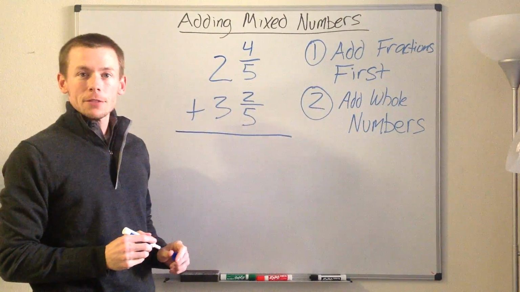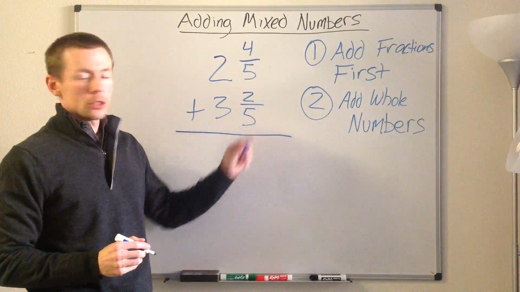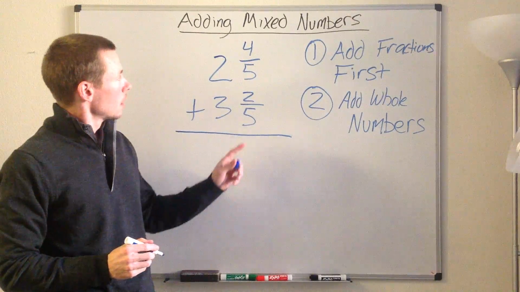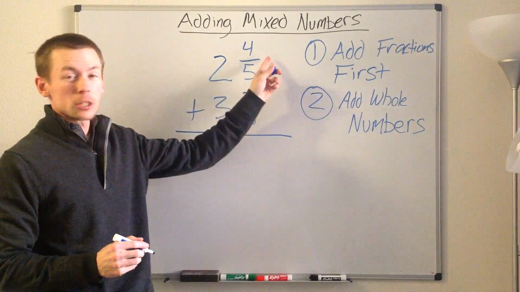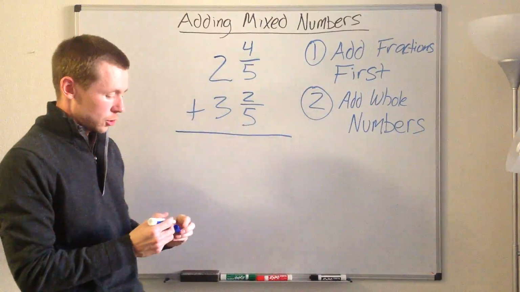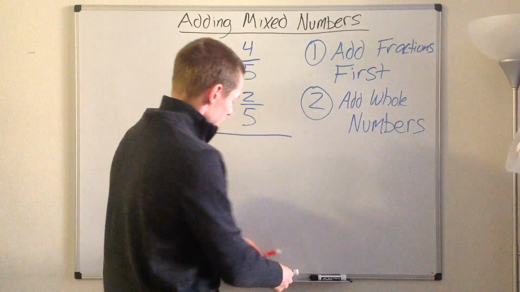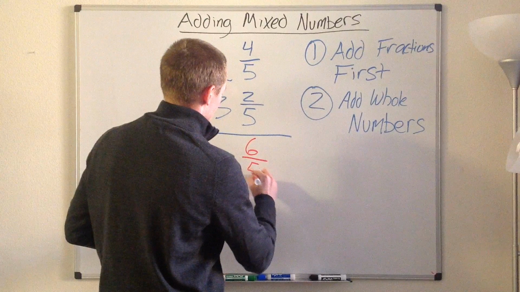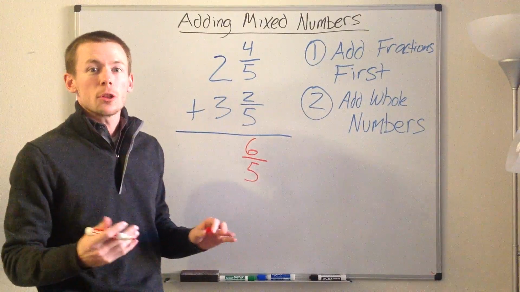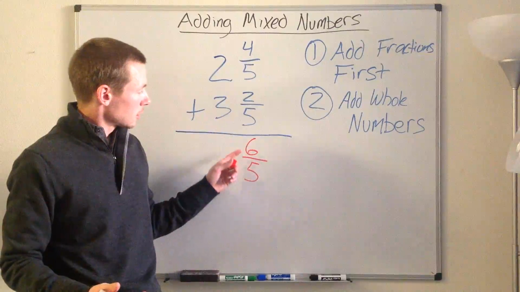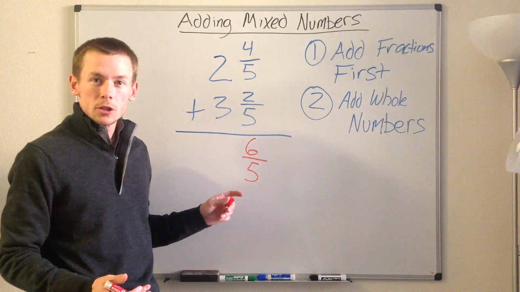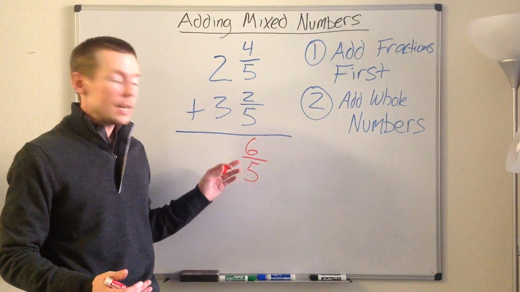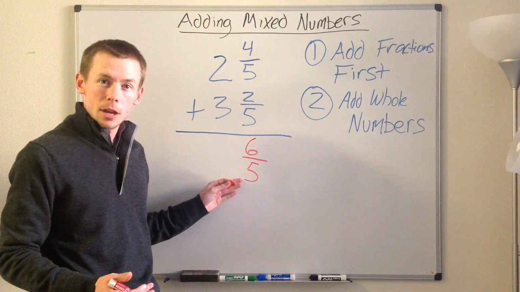Two and 4/5 plus 3 and 2/5. Okay. Well, still add the fractions first, but let's look what happens. 4/5 plus 2/5 equals 6/5. And so the problem now is that the numerator is larger than the denominator, so we need to convert this to a mixed number.